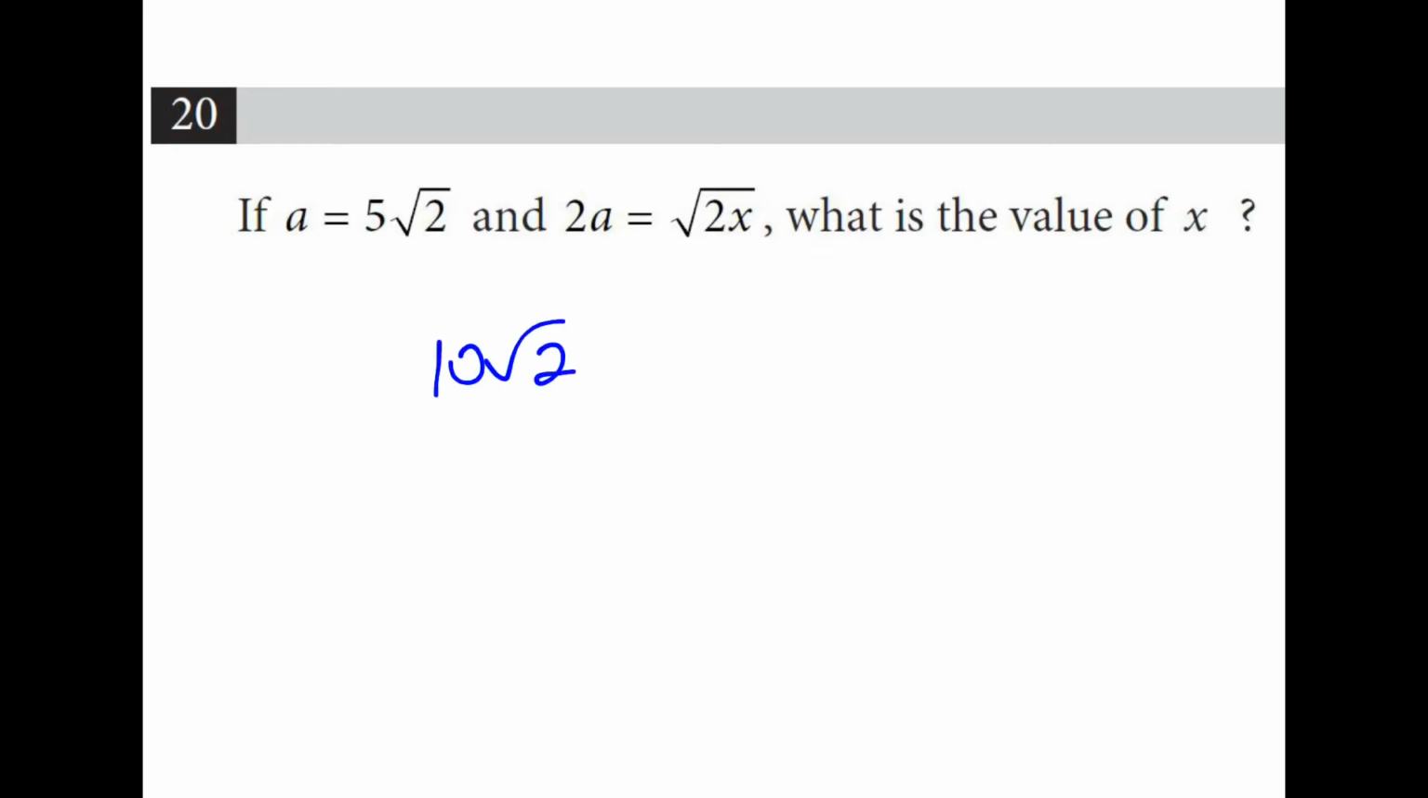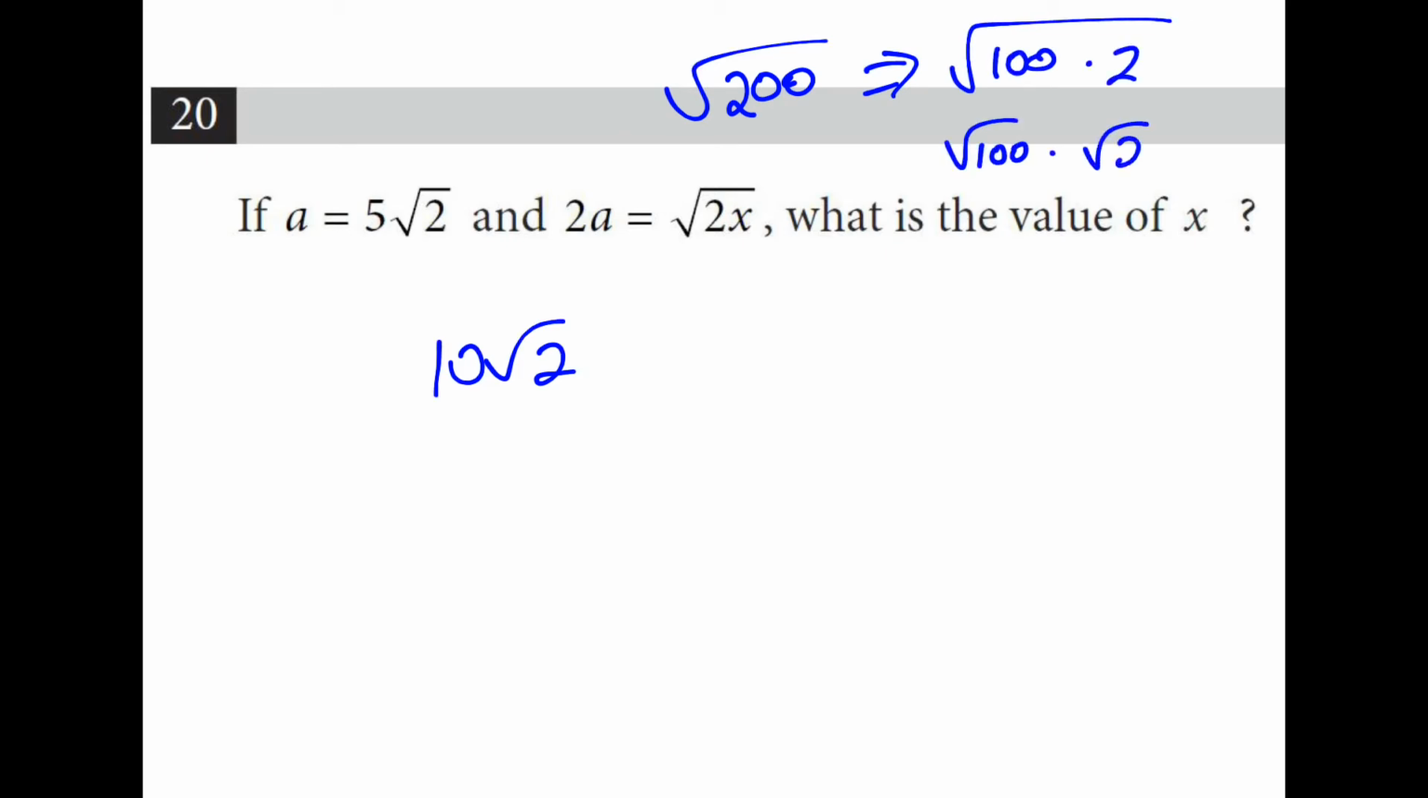So if a is equal to 5 root 2, to double that, we get 10 root 2. And in the same way that before, we could take the square root of something like 200, and we could split this into the square root of 100 times 2, or the square root of 100 times the square root of 2, and get an actual value like 10 root 2. That's what we've been practicing in this chapter.